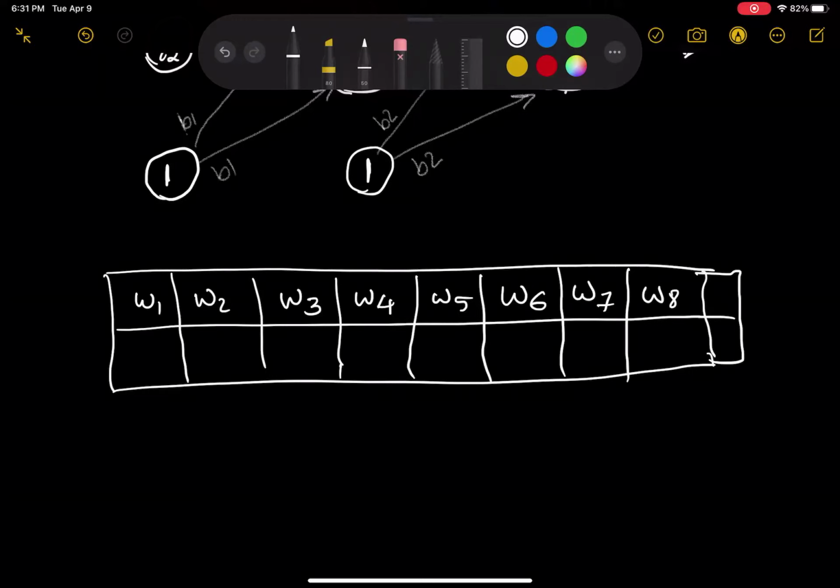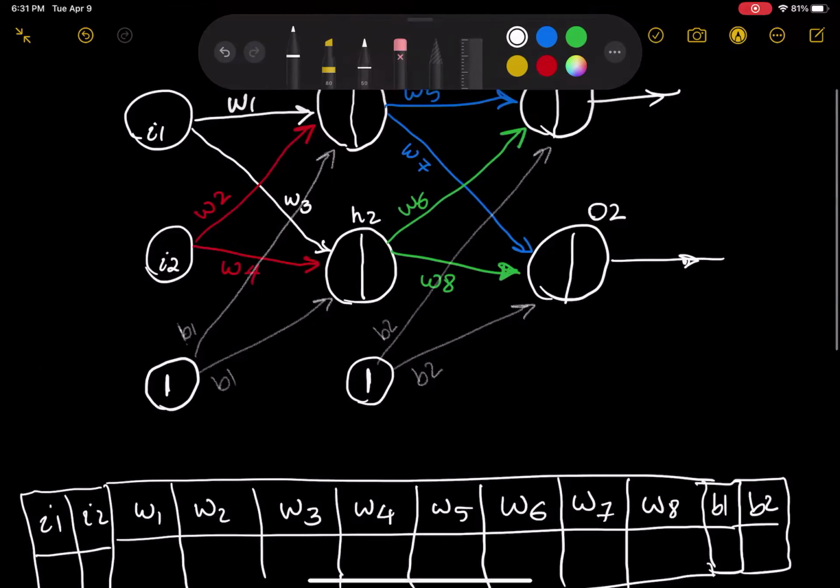A, B, right? I think it's B1 and B2. B1 and B2. All right, quickly, I want to put that. Actually, I have 2 more values here. I'm going to put it here. I1, for example, and I2, these are for inputs, right? These inputs here. I'm going to put all those inputs.